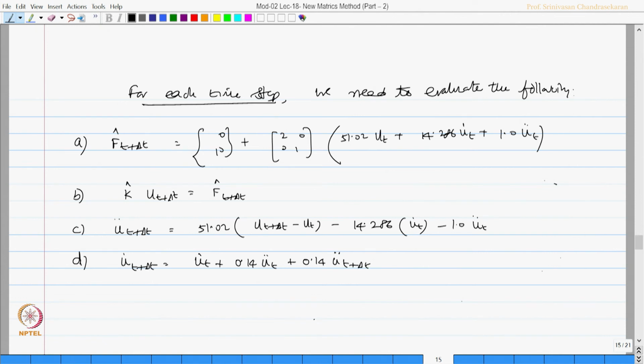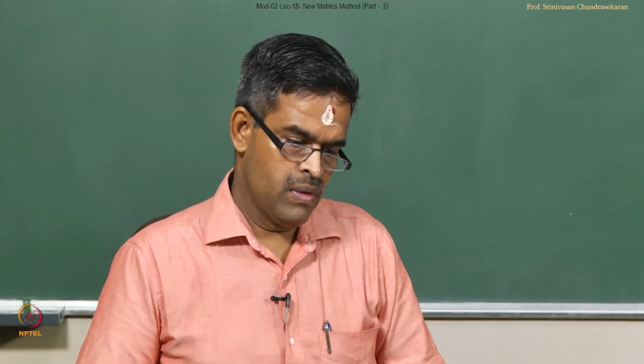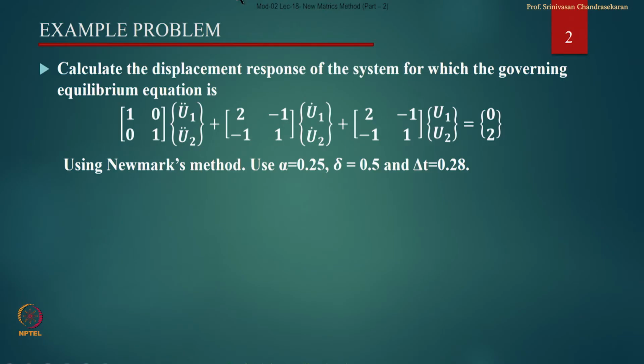Okay. Let us quickly see how we can write a computer program for this and solve the problem using computer code. So, the same example is being considered now. This is my mass matrix, and this is my stiffness matrix. I want to consider the system with the mass value, the damping value and the stiffness value, and that is my initial force vector. I am using alpha, del and delta t as you see from here.